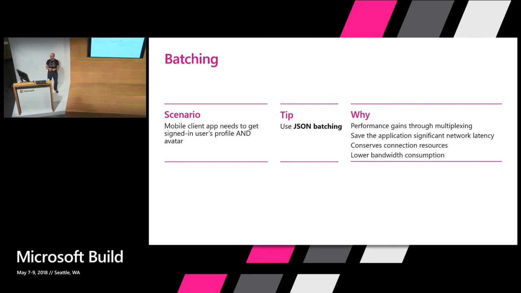And finally, we have batching. In this scenario, you may want to make multiple requests. Say I have a modern application that has a user profile and an avatar that I want to show. In this case, I need to make 2 calls to Microsoft Graph. Using JSON batching, I can limit this to just 1 request.